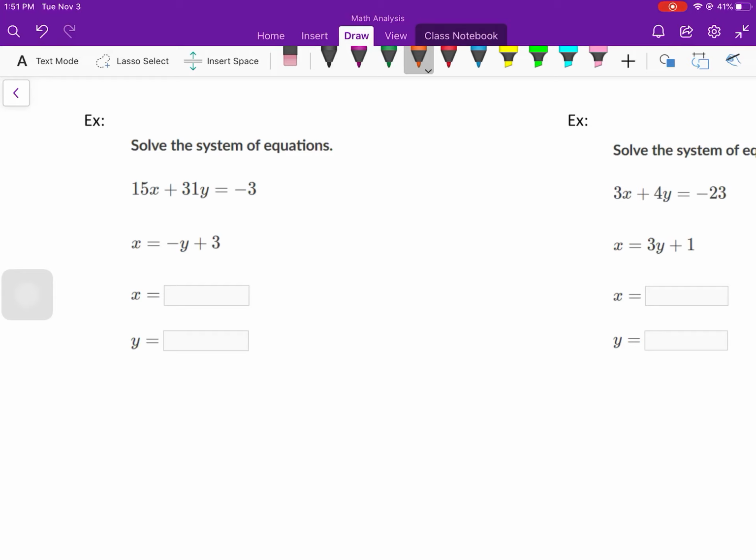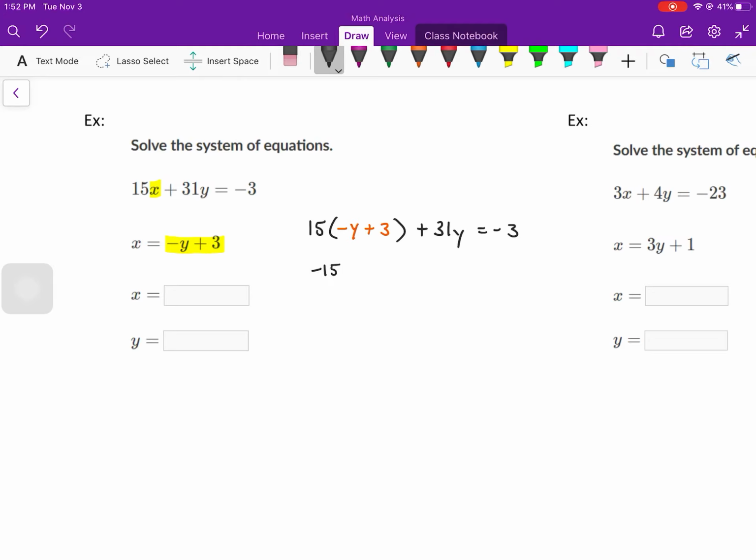So anyways, if x is negative y plus 3, we're going to substitute, hence the name substitution. We're going to substitute that in right there. So we're going to have 15 times, and then I'm going to put in the negative y plus 3 for x, because this is what x equals. So we substitute it in to represent x. And then we just go ahead and solve.